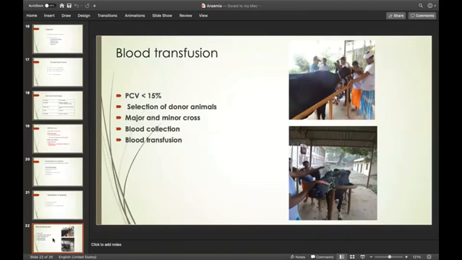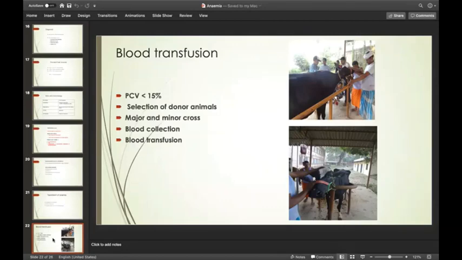transfused, how much blood we will have to give. For this, PCV estimation is the most important thing, because until and unless the PCV level is below 15 or 5, directly giving blood to the animal is not safe. For that we have to take care. For example, we have to go for major and minor cross-matching.